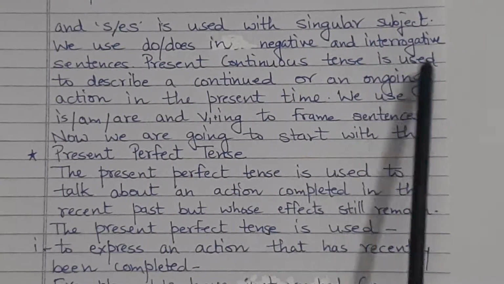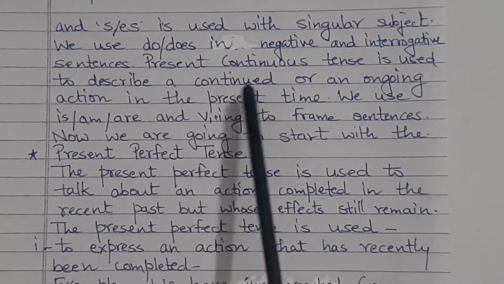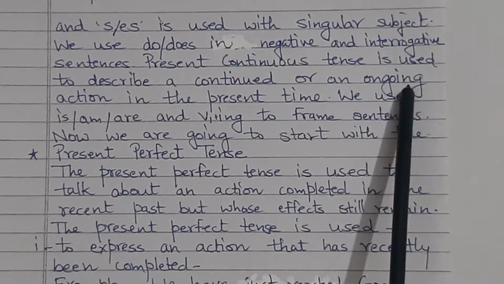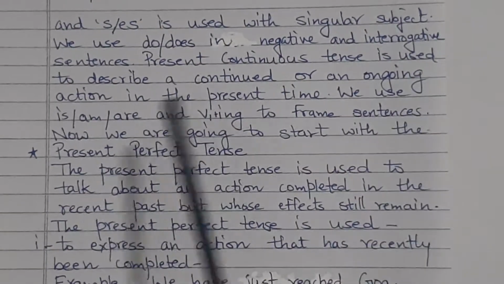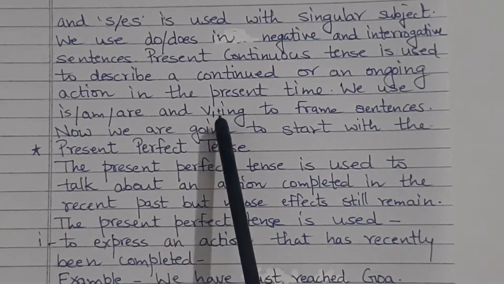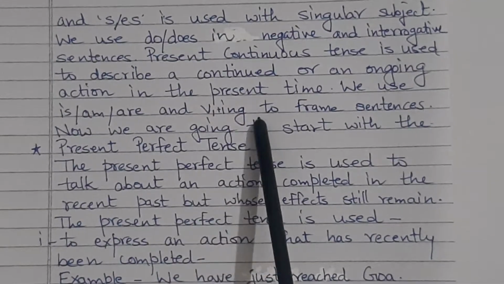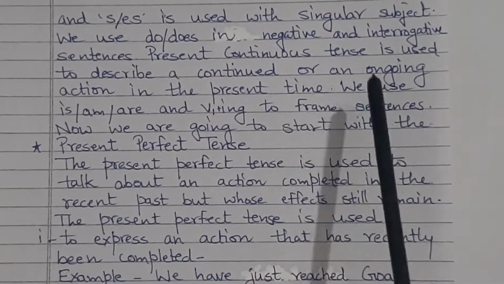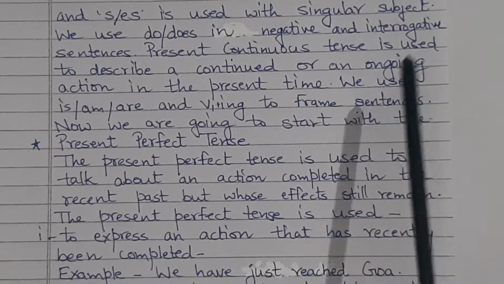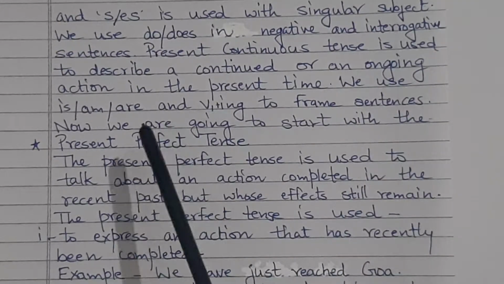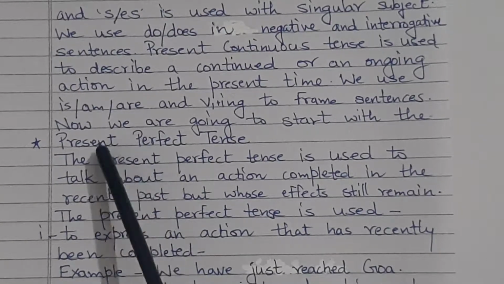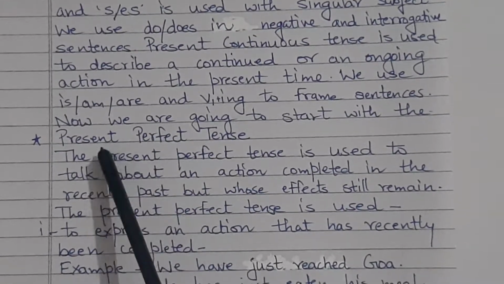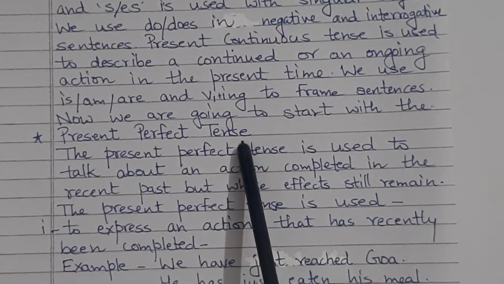Present continuous tense is used to describe a continued or an ongoing action in the present time. We use is, am, are and the base form with ing to frame present continuous tenses. So students, now we are going to discuss the next two forms of present tense, that is present perfect tense.